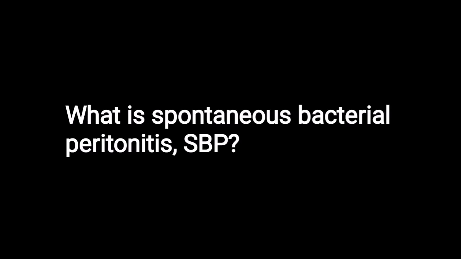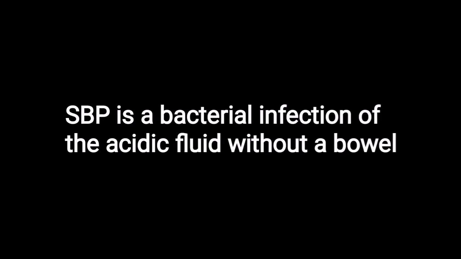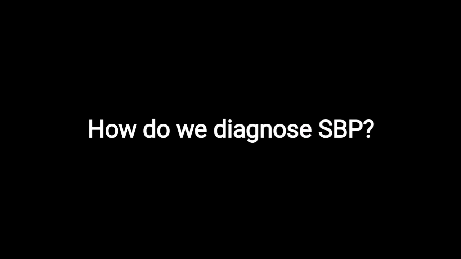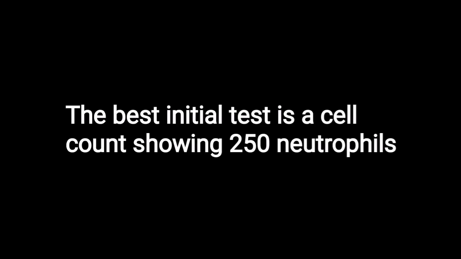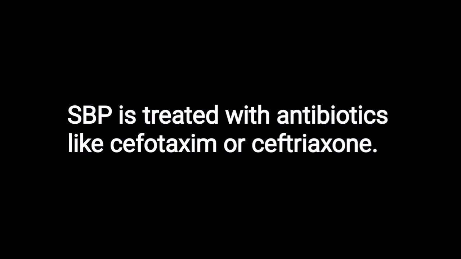388. What is spontaneous bacterial peritonitis, SBP? SBP is a bacterial infection of the ascitic fluid without a bowel perforation, most often caused by E. coli. 389. How do we diagnose SBP? The best initial test is a cell count showing 250 or more neutrophils in the ascitic fluid. 390. What is the treatment for SBP? SBP is treated with antibiotics like cefotaxime or ceftriaxone.